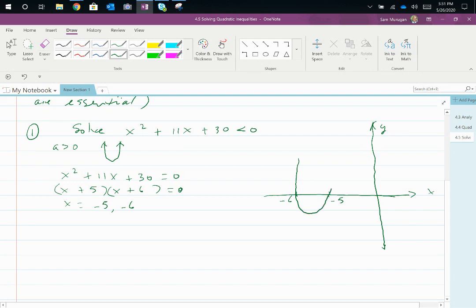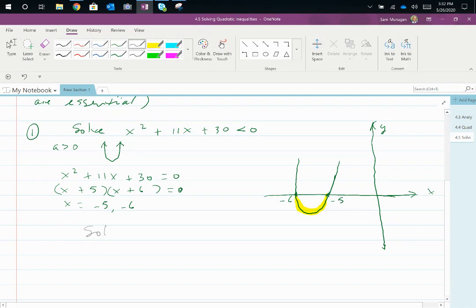We know the graph looks like this. At this point, knowing the h and k value does not affect the solution to this inequality. So we've got our little sketch and we look at what the question is asking. The question is asking for values less than 0, where the y values are negative. In other words, it's asking about this portion of the graph, the interval between -6 and -5.